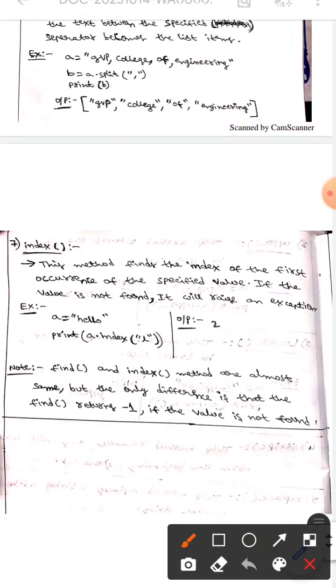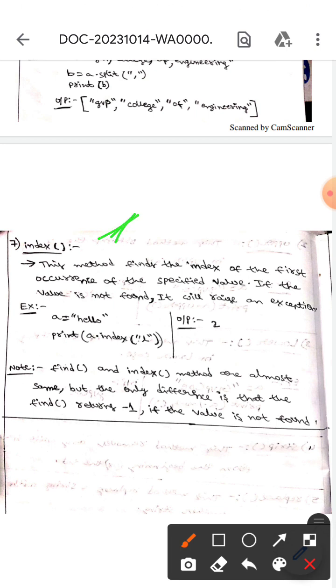Whereas the next one is the index function. This method finds the index of the first occurrence of the specified value. If the value is not found, then it will raise an exception. If you observe here, a is equal to hello, print of a.index("l"). So here the index of l is 2. Whereas if it is not found, then we will get an error.